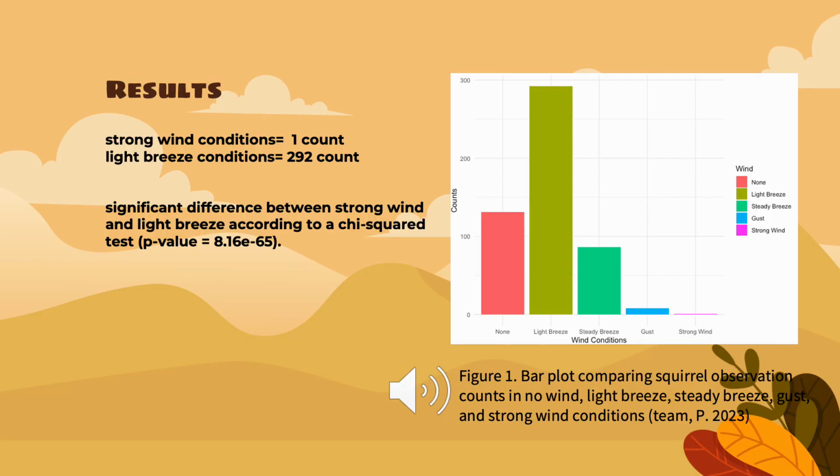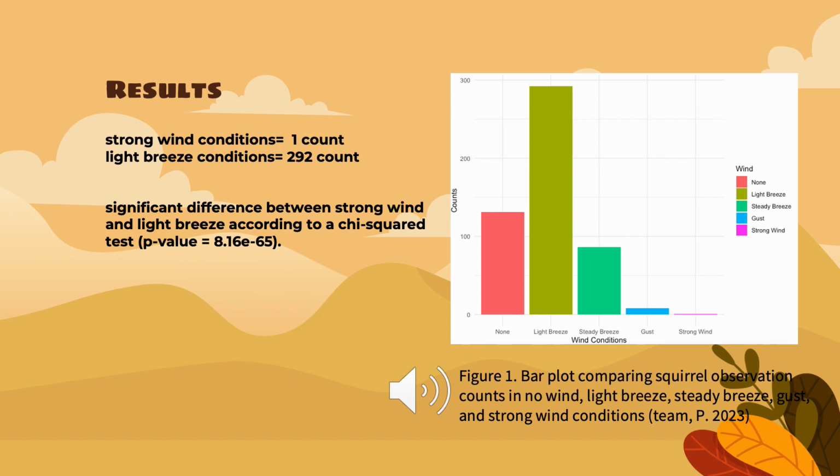After maintaining controls of our experiment, we found that strong wind conditions resulted in 1 count, and light breeze conditions resulted in 292 counts of squirrels observed. We can see on the right that the bar plot we created shows a visually large difference between the extreme wind conditions of strong and gusts compared to none and light breeze. To confirm, we conducted a chi-squared statistical test that resulted in a significant difference between the two wind conditions impacting squirrel presence.